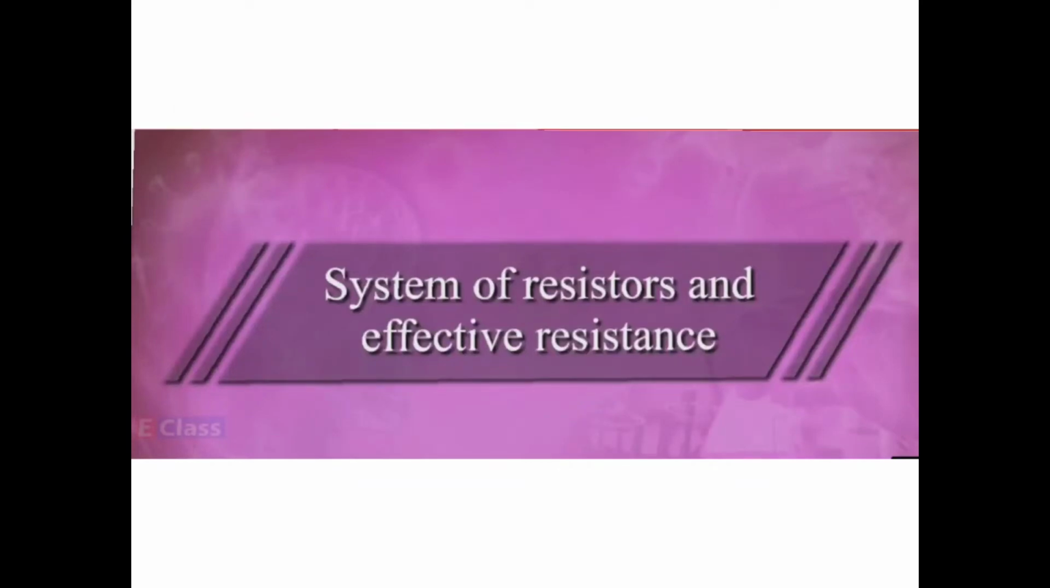System of resistors and effective resistance. Children, sometimes in some of the appliances we want less current and in some of the appliances we want more current. So resistances are the obstacles in the given circuit, whatever circuit is given. So by adjusting the resistances, those obstacles, we are going to control the flow of current through it, right?